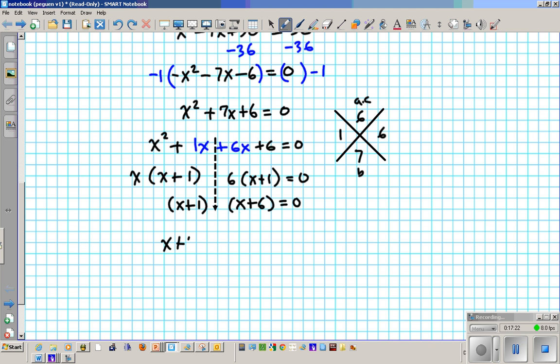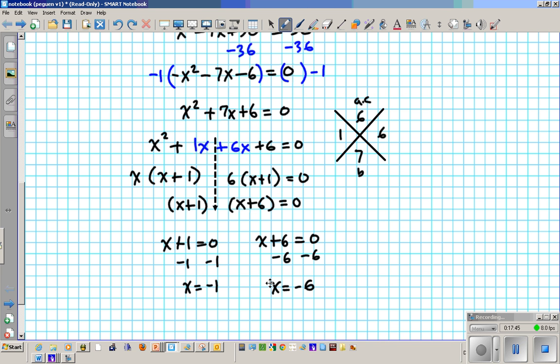x plus 1 equals 0, and x plus 6 equals 0. For this one you subtract 1 from both sides, you have x equals negative 1. For this one you subtract 6 from both sides, you have x equals negative 6. Alright? So the question is, are we done? Are we done solving the problem?